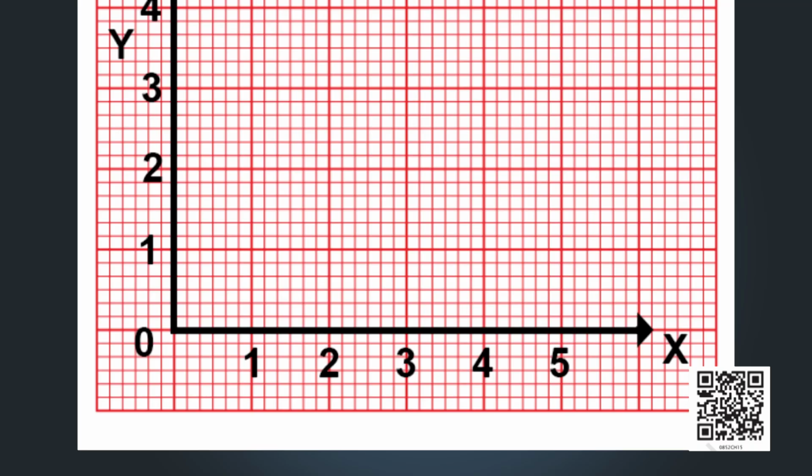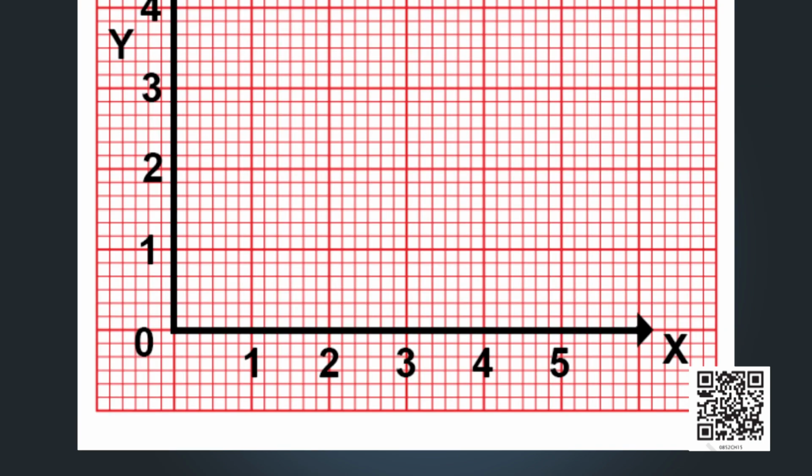Now, let us take a graph sheet which has square grids in it. It will simplify locating the points. The horizontal line is called the x-axis, and the vertical line is called the y-axis. The common point of intersection of these two lines is called the origin. It is denoted by O.